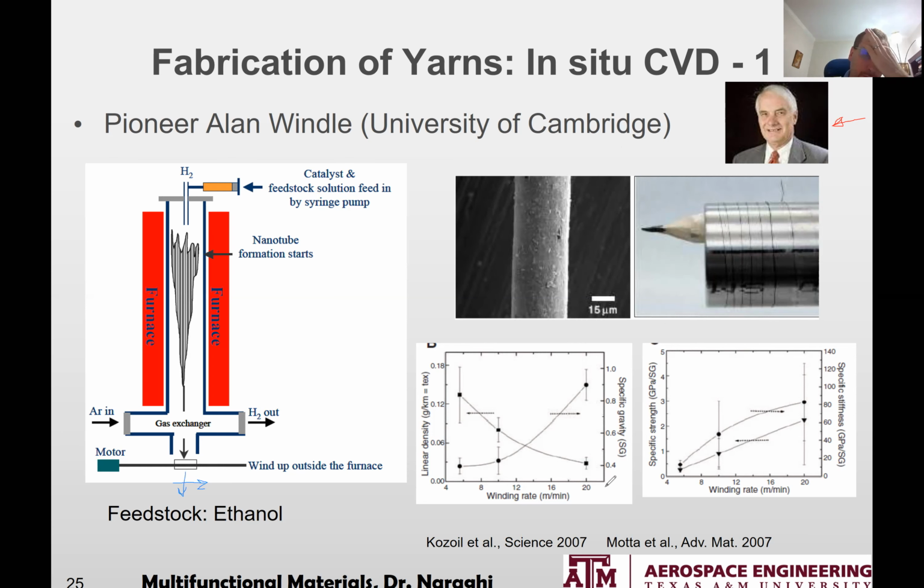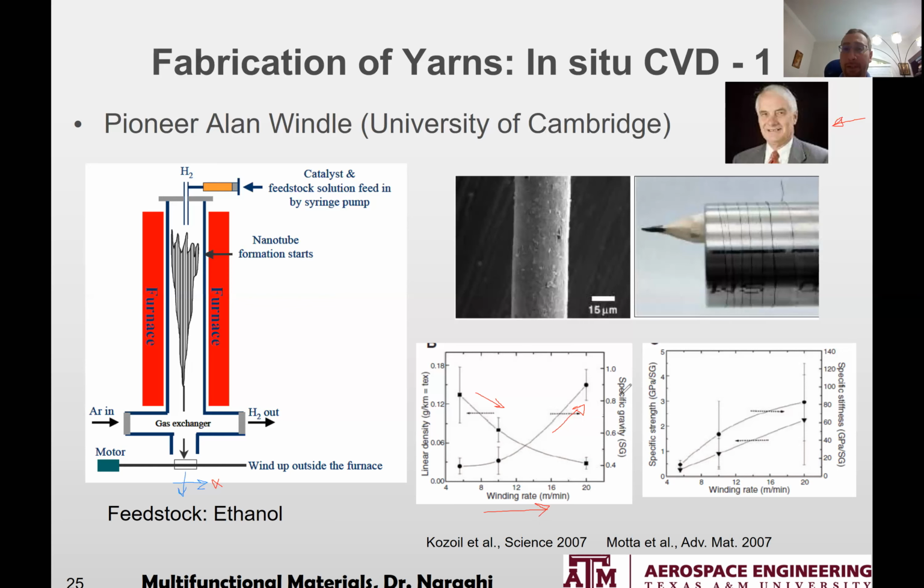A few interesting points: the higher the winding velocity, the more the linear density was going down. Basically, they were getting thinner fibers. Linear density means mass per unit length. But the fibers were more compact, so the specific density was higher. In thicker fibers, there's less chance for carbon nanotubes to get combined with each other.